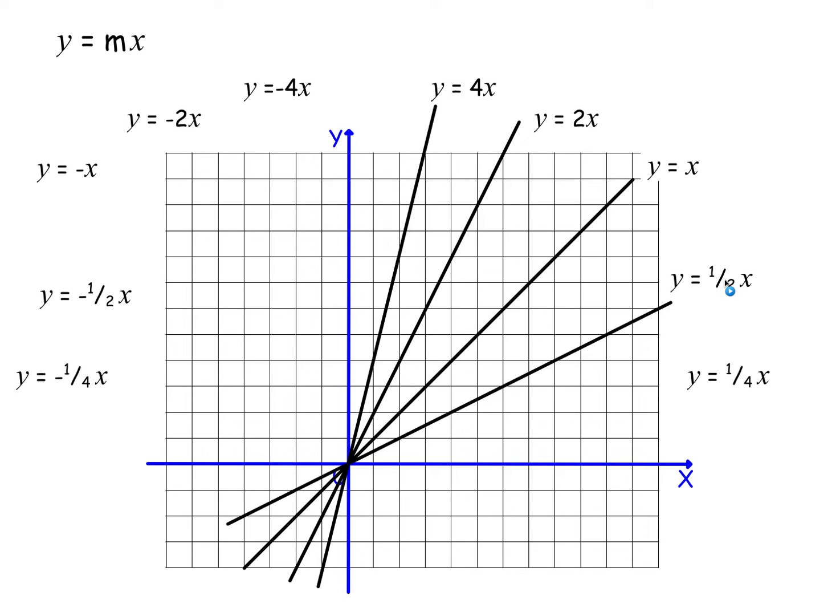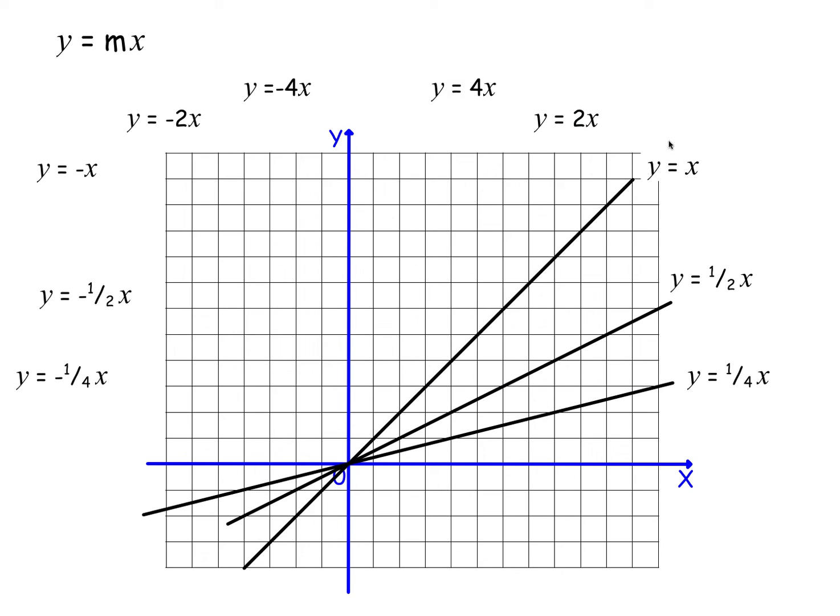Y equals a half x, gradient a half. Notice when you go 1 in the vertical, it's 2 in the horizontal. That's y equals a quarter x, so the gradient's 1/4. So in general, y equals mx, m is the gradient. Gradient a quarter, gradient a half, gradient 1, gradient 2, gradient 4.